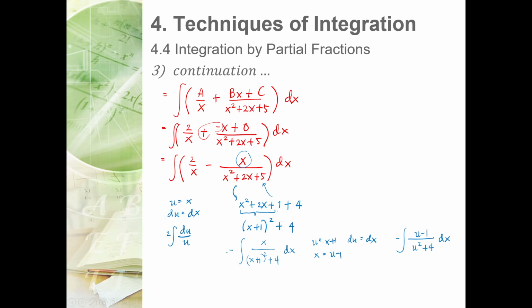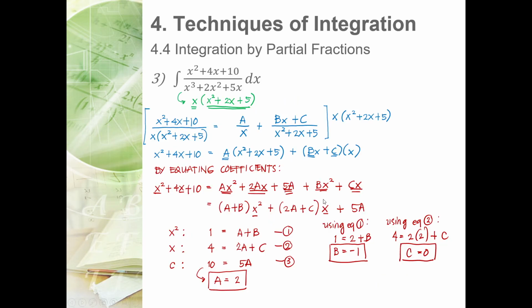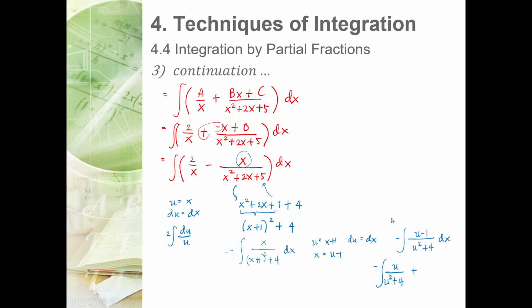Next, since this one is a binomial in the numerator, you can expand this into this format. So u all over u squared plus 4, and then minus 1 all over u squared plus 4 dx. So for the u all over u squared plus 4, I think you can now use u sub.